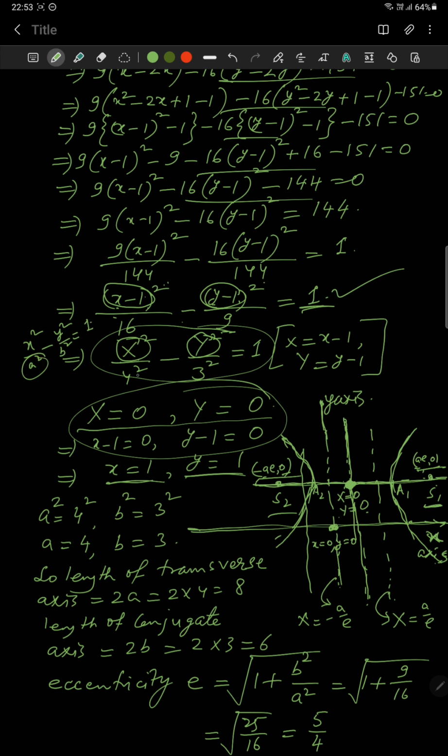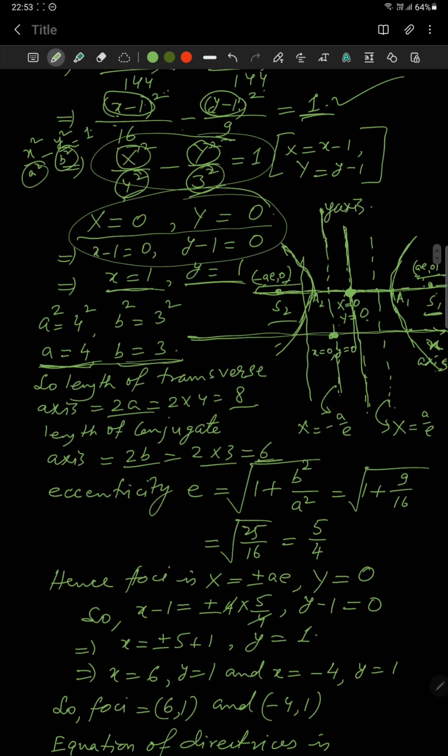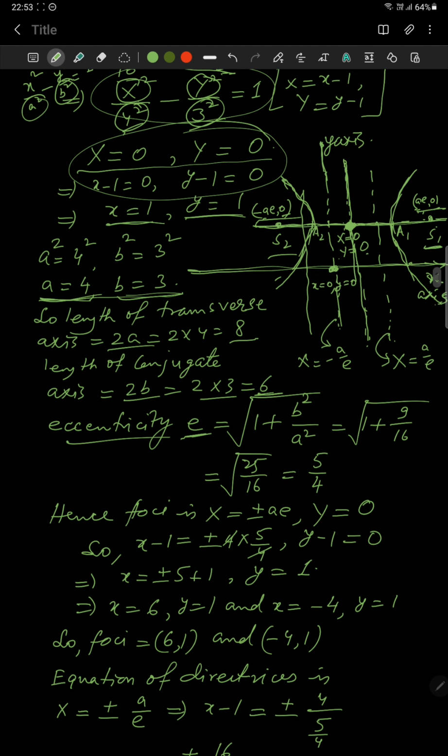In that, a square is equal to 4 square and b square is equal to 3 square. That means a is equal to 4 and b is equal to 3, which is what I have written over here. So your length of transverse axis will be 2a, that is equal to 8, and length of conjugate axis will be 2b, that is equal to 6, which is calculated over here. And eccentricity, as you remember the formula, e was equal to root under 1 plus b square by a square. The final calculation gives you e is equal to 5 by 4, which is greater than 1. I hope you remember in the case of hyperbola, eccentricity is greater than 1.